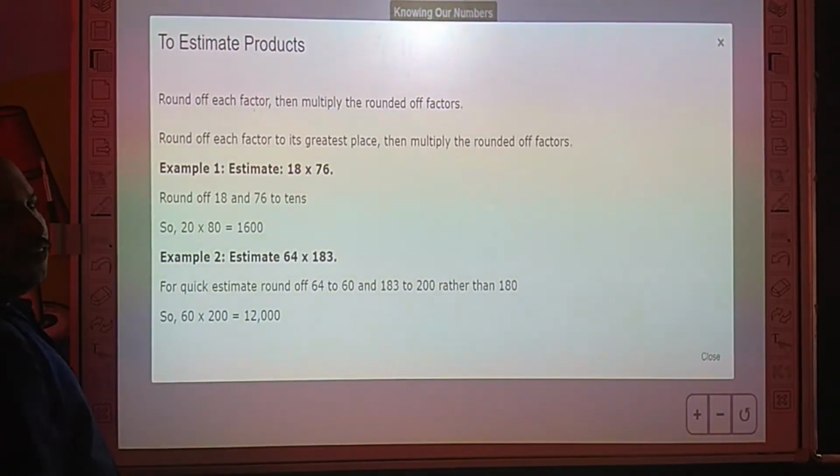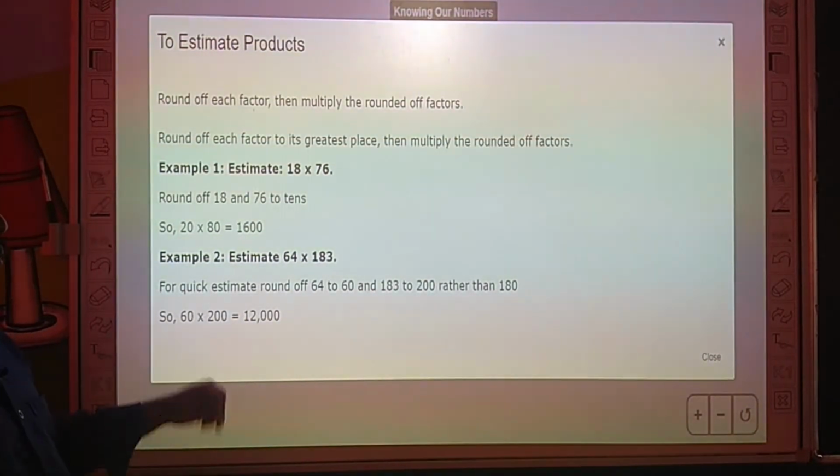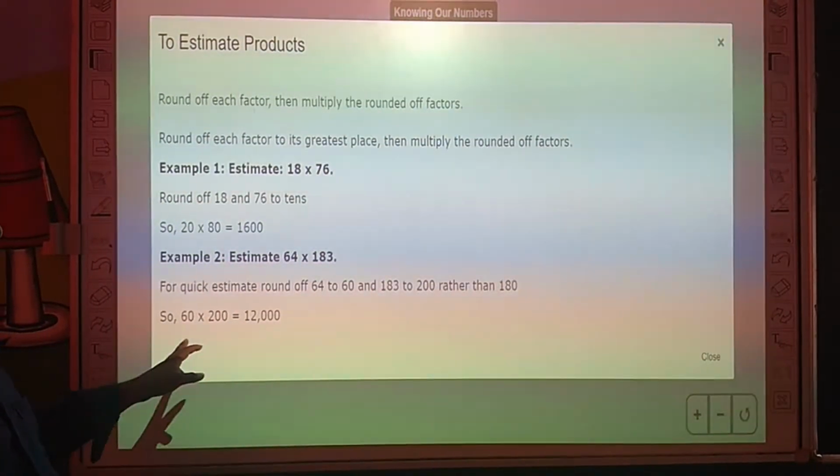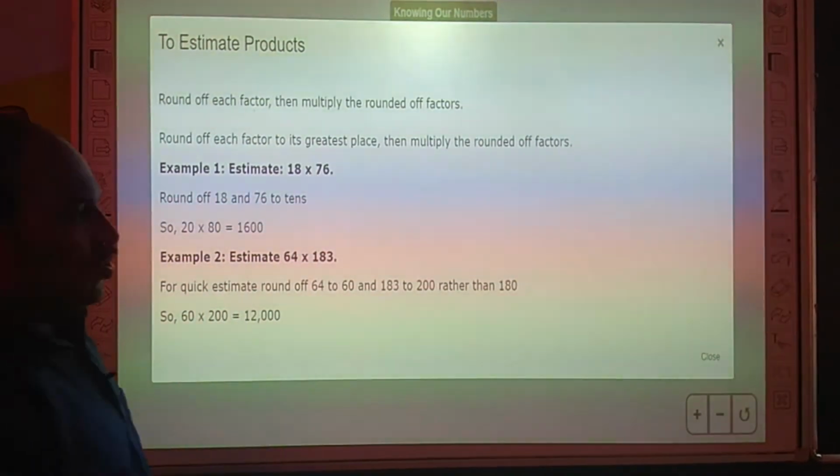We round the value of 64 to 60. We round 183 to 200. So 6 twos are 12. Then 1, 2, 3, three zeros. So 12,000.